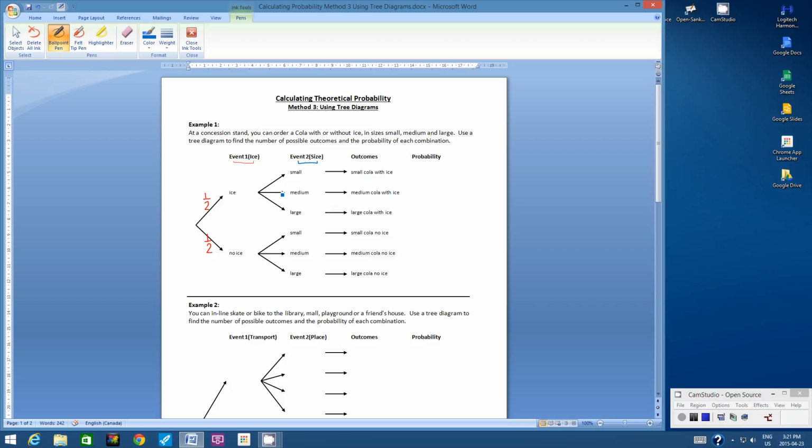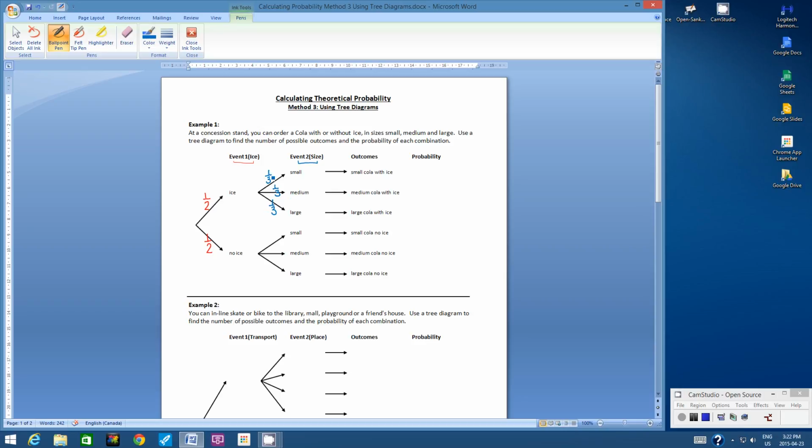We have 3. So along each branch, what is the probability of choosing a small? Well, we have a 1 in 3 chance of choosing a small. We have a 1 in 3 chance of choosing a medium. And we have a 1 in 3 chance of choosing a large.